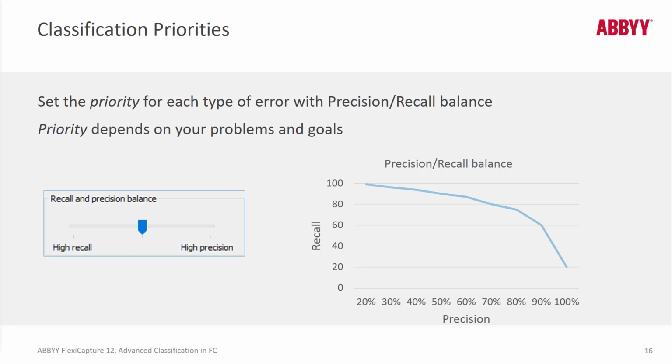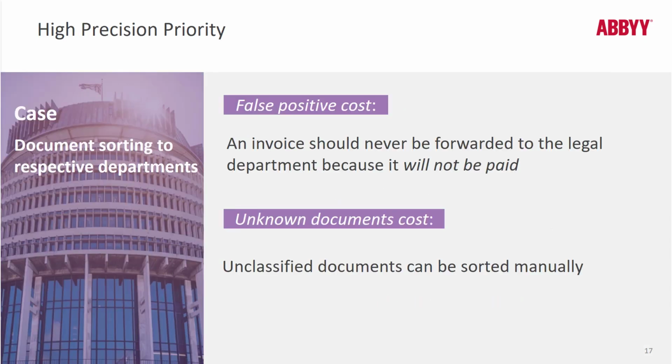And in FlexiCapture's graphical user interface, you can set a balance. You can prioritize high recall, high precision, or leave it at the default, which is midway between high recall and high precision. So how you set that depends on your problems and your goals.